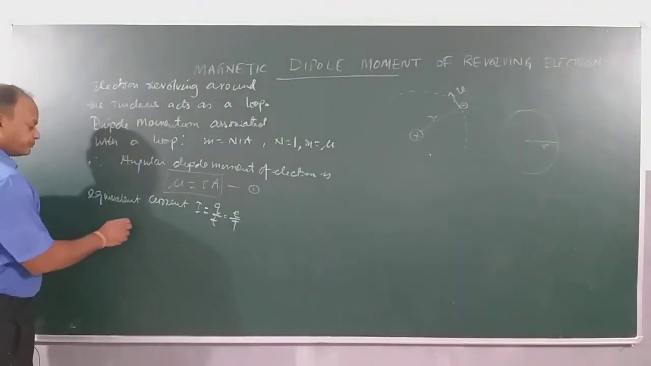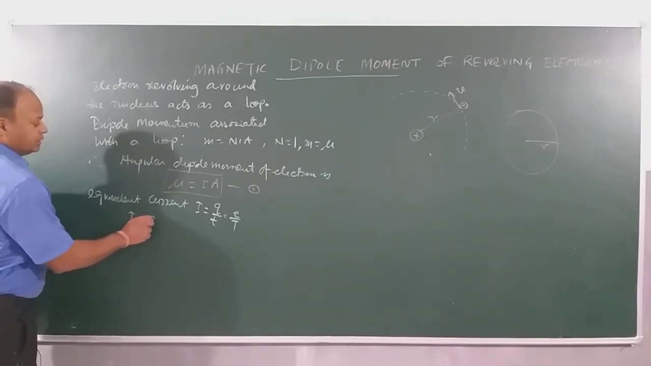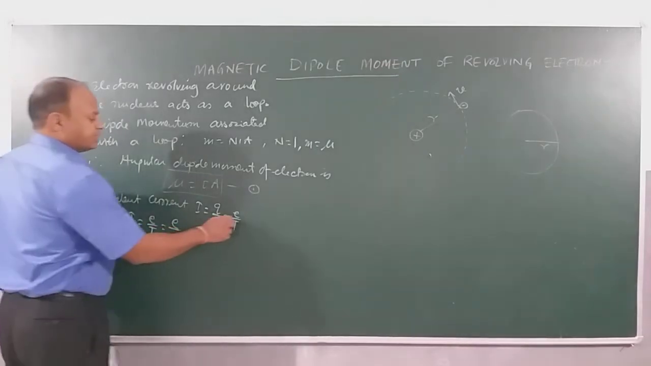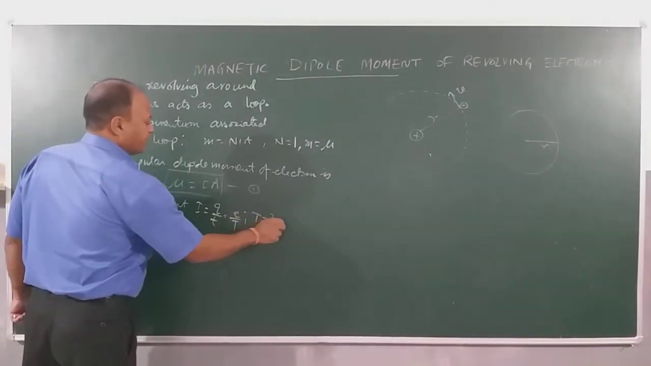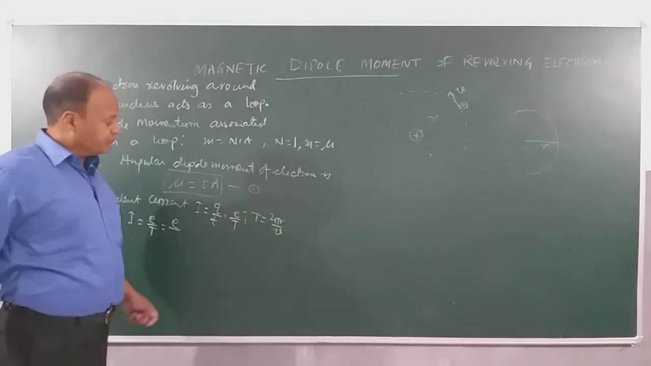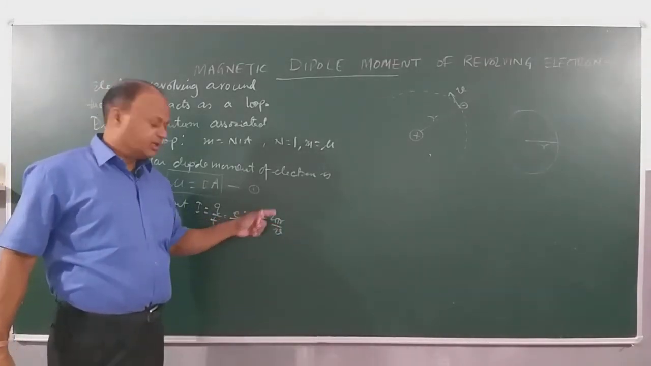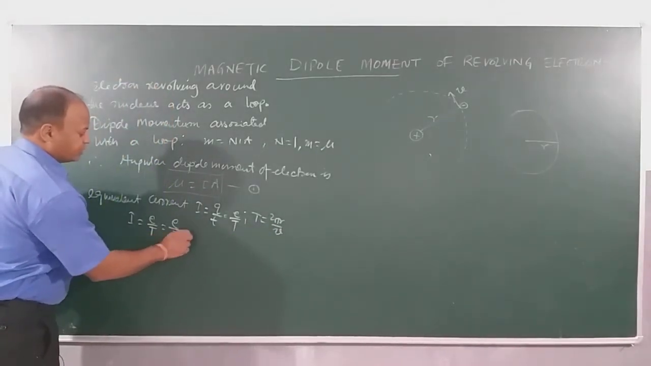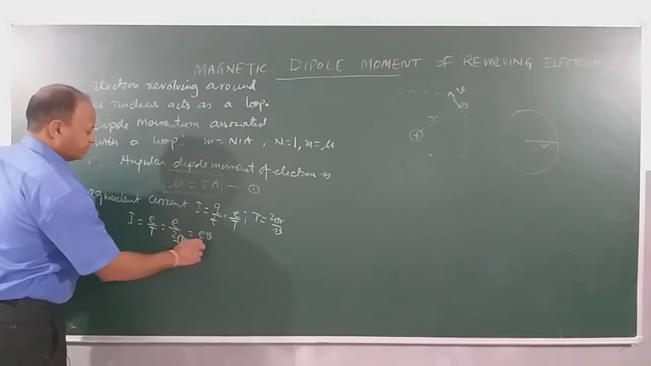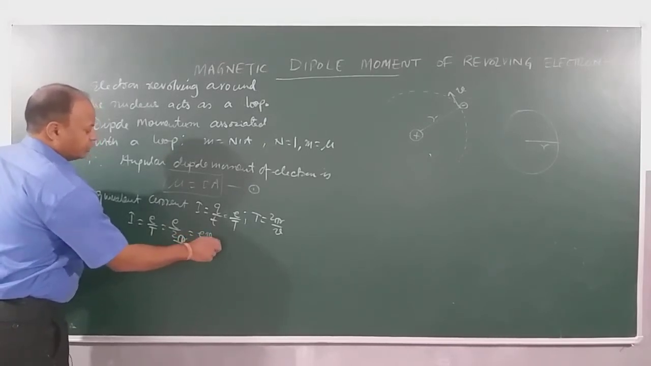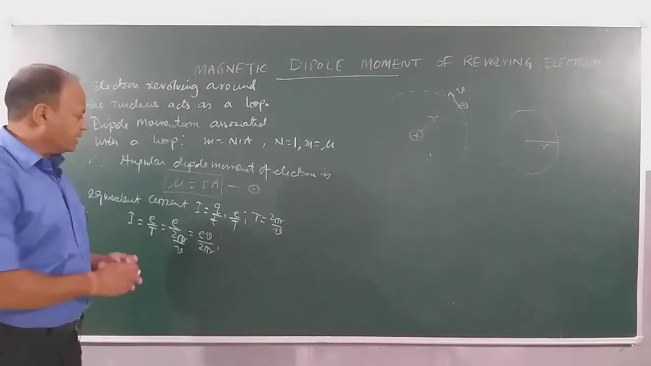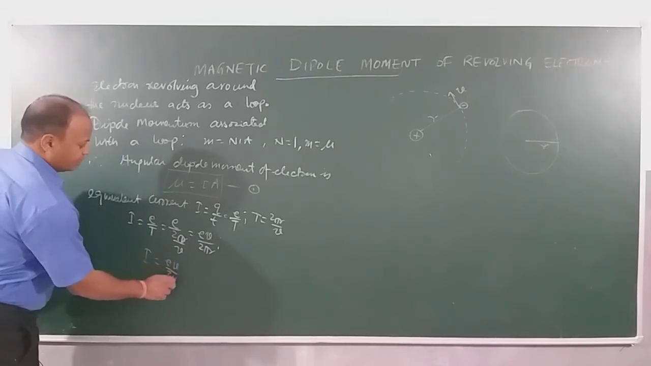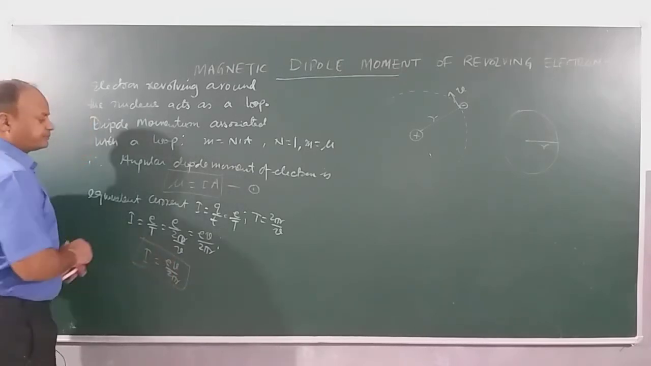So we can say two things here. Number one, I is equal to e by T. e is e, and the time period we know is 2 pi r by v. Like we said, in one complete cycle, how much distance is traveled? 2 pi r, and the velocity is v. So I'll put it here, 2 pi r by v. So how much do you get, children? e into v divided by 2 pi r. So this is the current we calculated. I'll write it down here: I equals e into v divided by 2 pi r. This is the value of current I got.